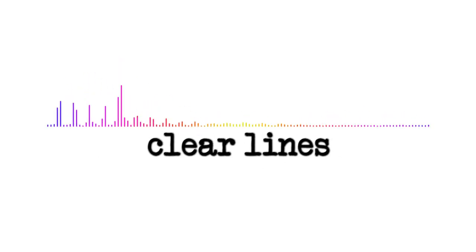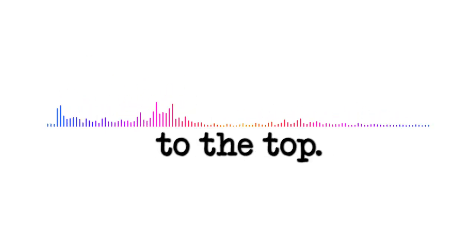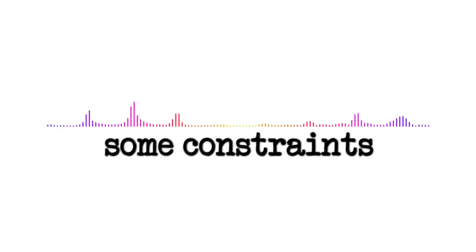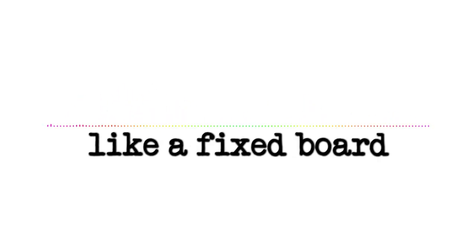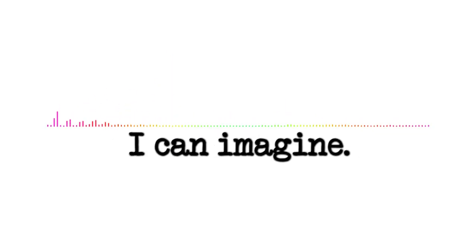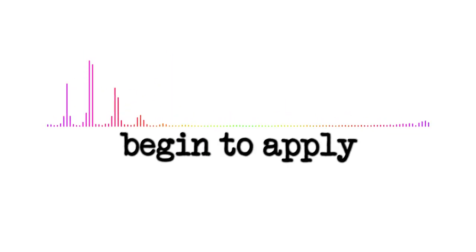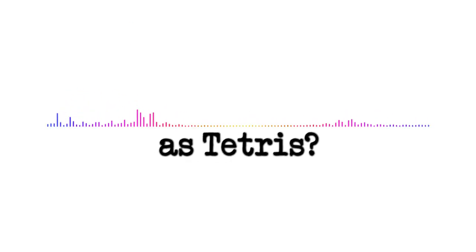So instead of trying to clear lines and rack up points, you're just focused on not letting the blocks stack up to the top. Exactly. They added some constraints to make it more manageable for a dynamic programming approach, like a fixed board width and no line clearing. Okay. But it's still a tricky puzzle to solve. I can imagine. So how do you even begin to apply dynamic programming to a game as chaotic as Tetris?